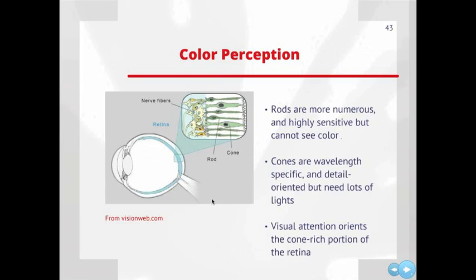Because the cones and rods are scattered differently, we have a lot more cones specific to color coming back to the back of the eye where the lens focuses light for us. That's why we have to position our eyes in such a way that we can see what we're looking at. So when we're reading or looking at images, we refocus our retina to expose that part of the retina to the part that we want to focus attention on, so we can see color or detail very clearly.